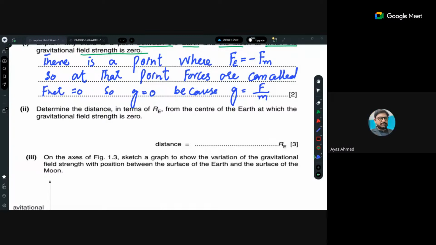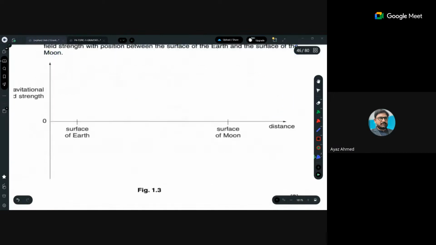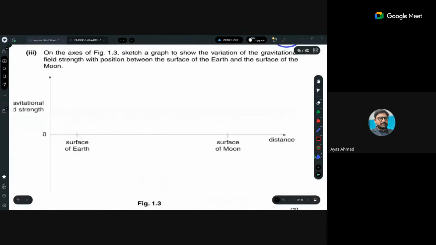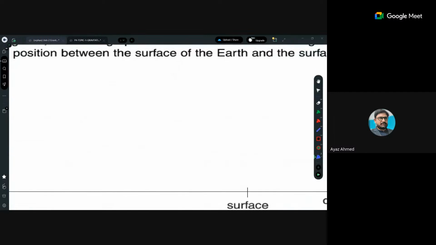Determine the distance in terms of Re from the center of the earth at which the gravitational field strength is zero. Interesting question. You have to find that point where the field is zero. I'm going to solve it here, and then I will go back for the graph. Here both the forces are equal, so force 1 is equal to force 2.